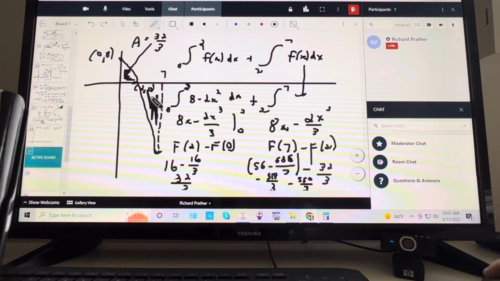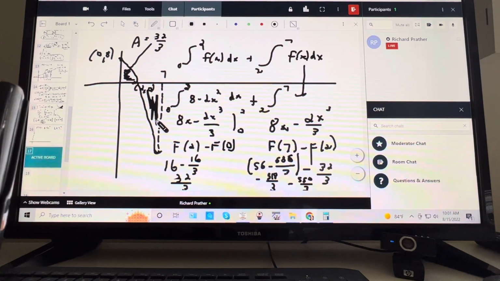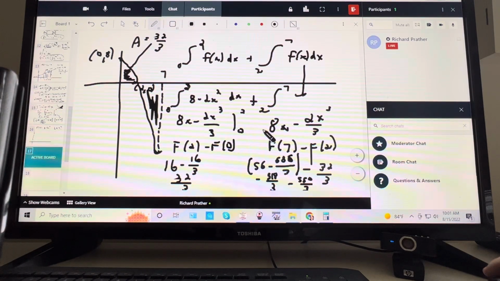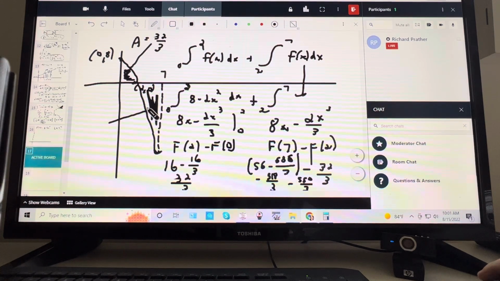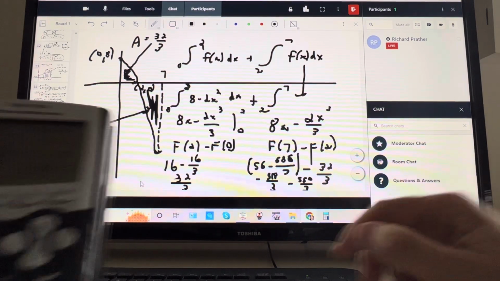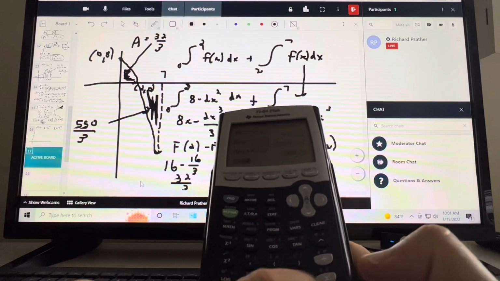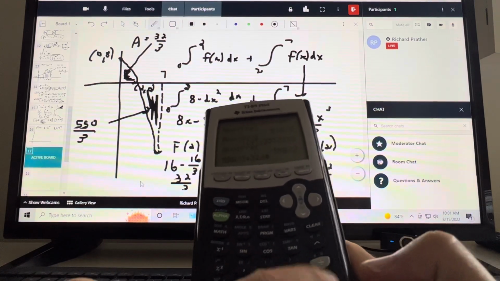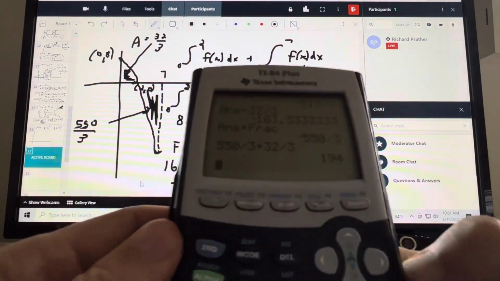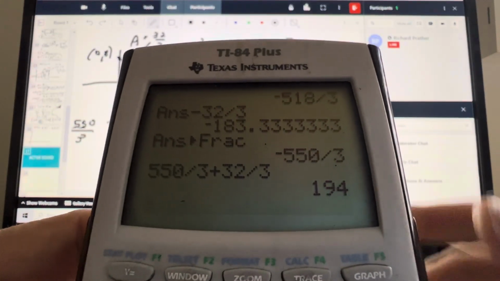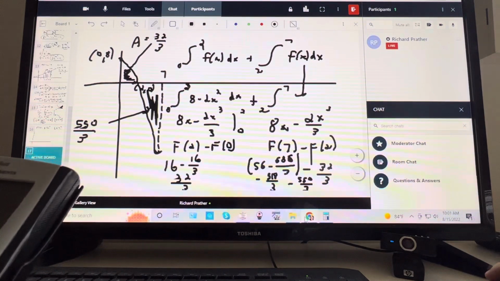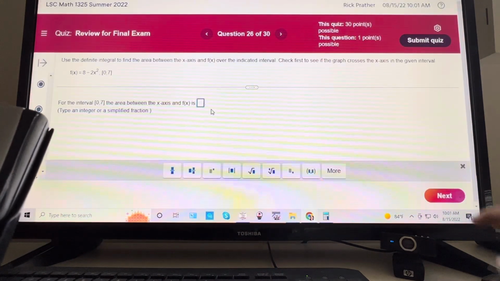So there's a lot more negative area than positive area, but area can't be negative, so we just change that to positive 550 over 3. 550 over 3 is the total area below the x-axis if you just care about area. So 550 over 3 plus the 32 over 3 gives you exactly 194 total area if you care about area, like a geometrical size area.